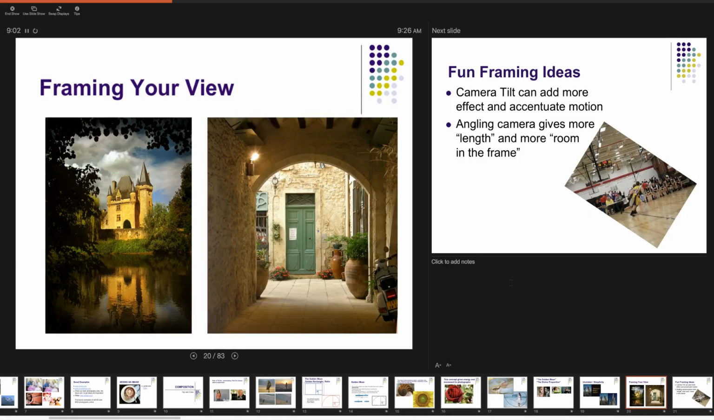Another really simple tip is framing your view. So including arches, doorways, windows, or in nature, just having some tree boughs hang over can really make the picture much, much, much stronger. Okay?